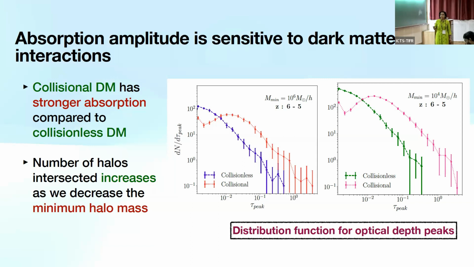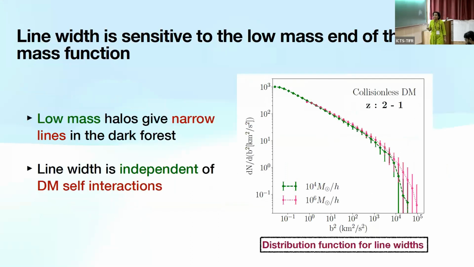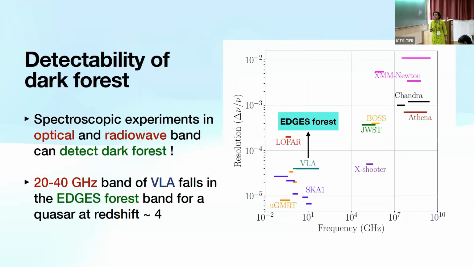It is also sensitive to the number of halos along the line of sight, so the low mass cutoff in the matter power spectrum. Then for the line width, we found that it is again sensitive to the small mass halo cutoff in the matter power spectrum, and it is independent of dark matter self-interactions because this is just due to gravity. The width comes just from gravity, not from self-interactions.